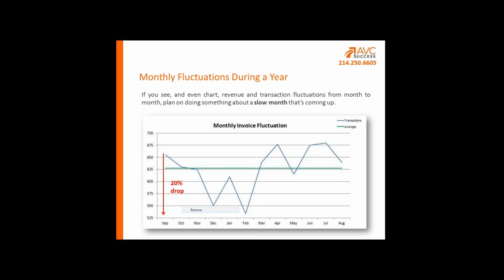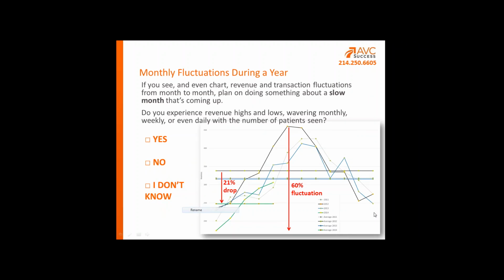Okay, so the goal, that's why I said, is to get stability in your transactions within the month and then from month to month. And that becomes sustainable, and then that's something to grow off of. So looking at your fluctuation pattern is also important.